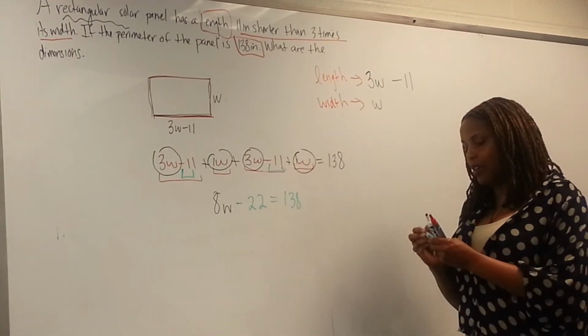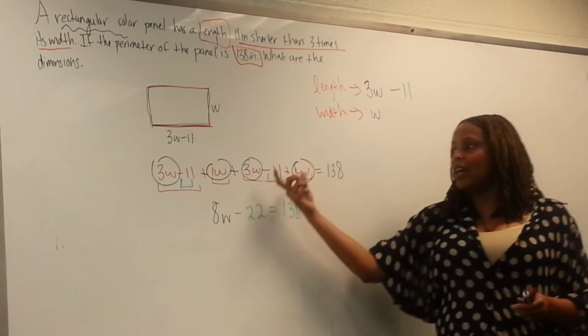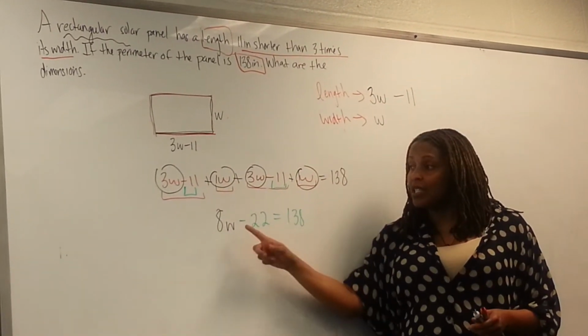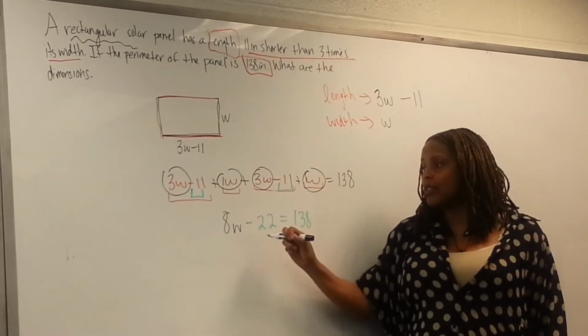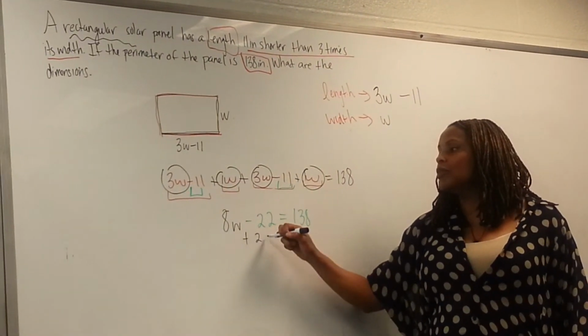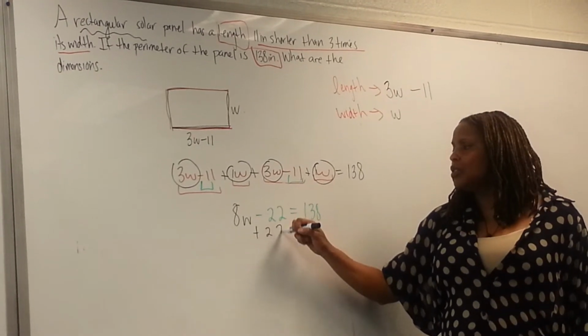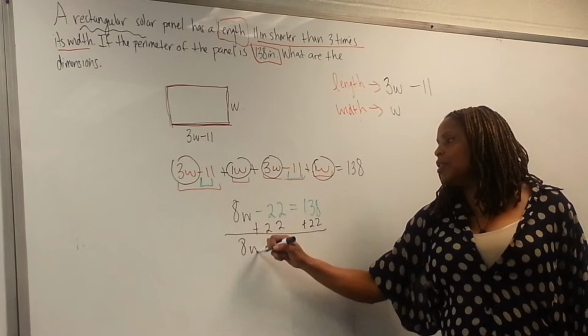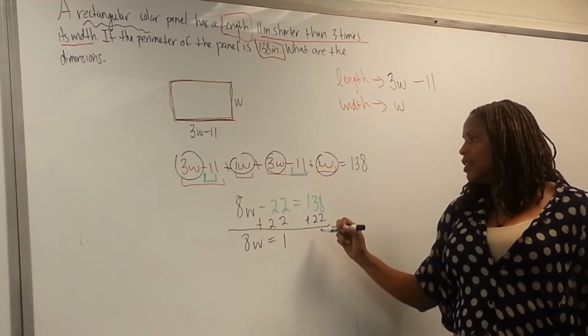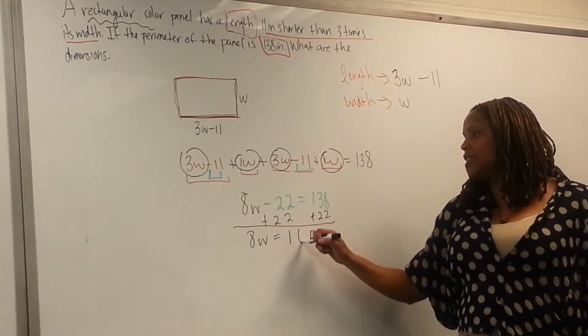Are we okay so far? So we're simplifying this more and more until we can put W on one side of the equal sign by itself, yes? What do I do next? Add 22 to both sides. So 8W equals 160?